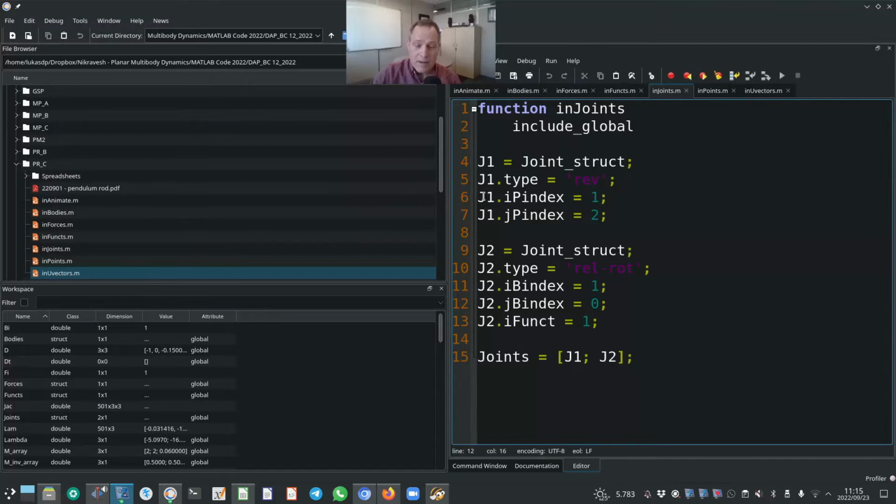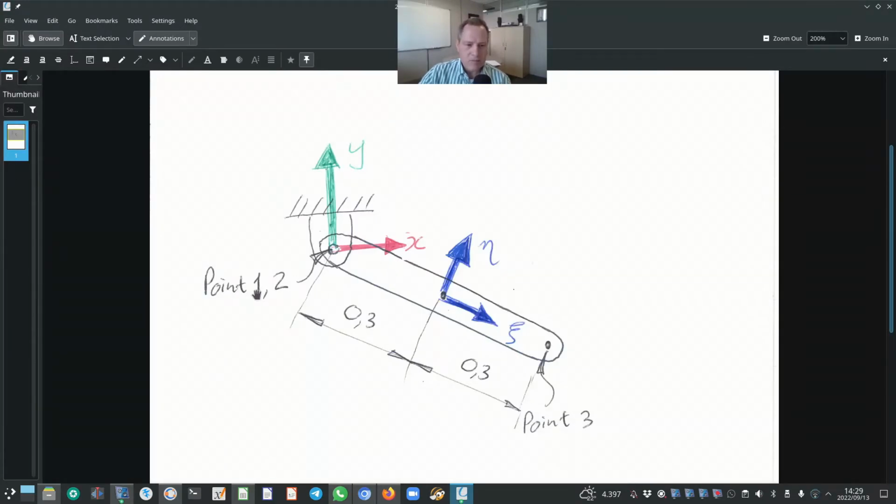Just to recap quickly where points 1 and 2 lie, let's quickly have a look at the hand-drawn schematics. So points 1 and 2 coincide at the location of the pin or revolute joint. The difference is point 1 is on ground, which is body 0, and point 2 is on the pendulum rod, which is body 1. Okay, point 3 is also on the pendulum rod or body 1, and this is the location of point 3.